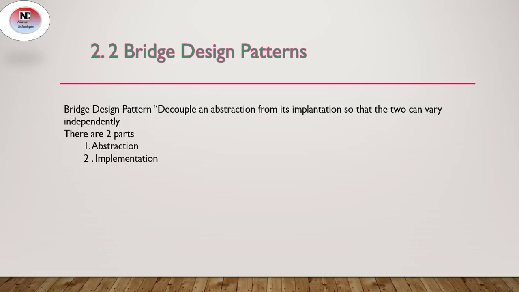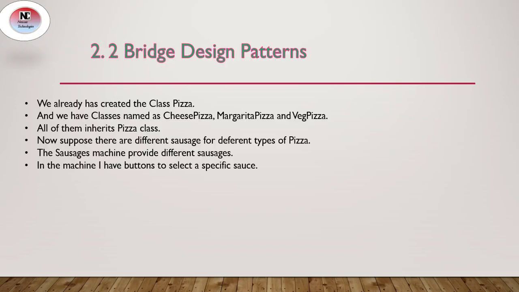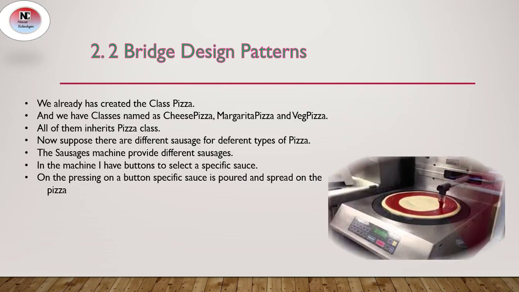The bridge design pattern separates the abstraction hierarchy from the implementation hierarchy into two different types, so that a change in one hierarchy will not affect the development or functionality of the other hierarchy. Just for example, I have a sauce machine for pizza which pours the sauce on the pizza and spreads it. So we have already created one class, pizza. It has classes which inherit pizza. The class names are cheese pizza, margherita pizza, and veg pizza. All of them inherit the pizza class.